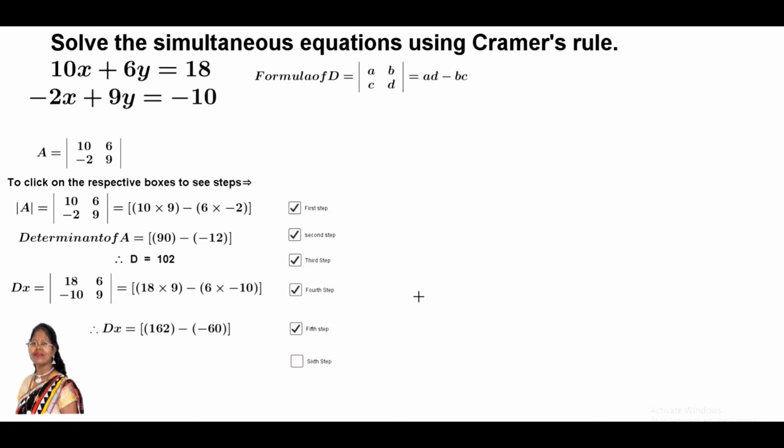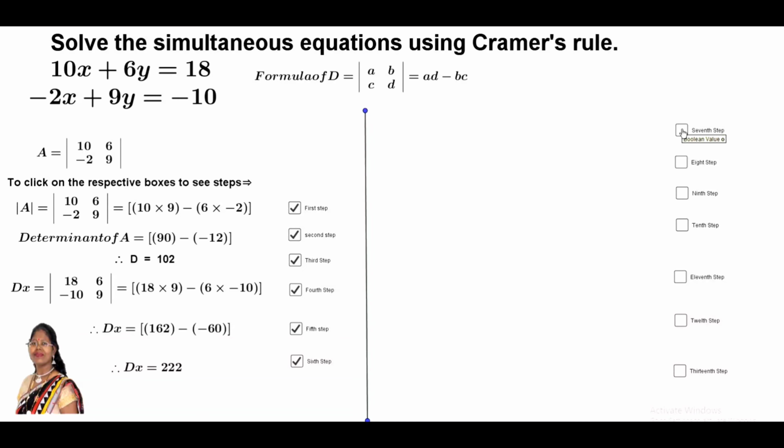Fifth step. Therefore dx is equal to 18 into 9, 162, minus in bracket 6 into minus 10, that means minus minus 60. Sixth step. Therefore dx is equal to 222.